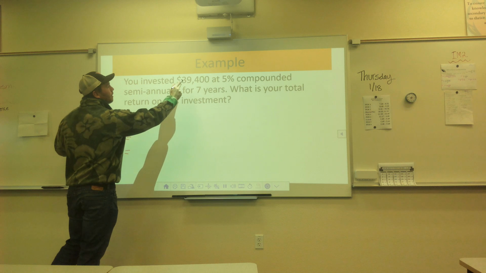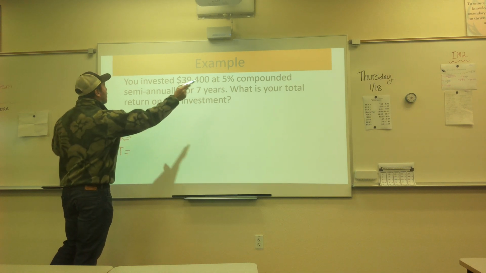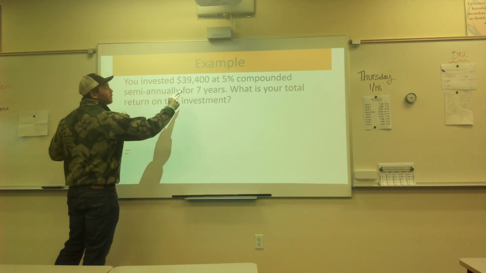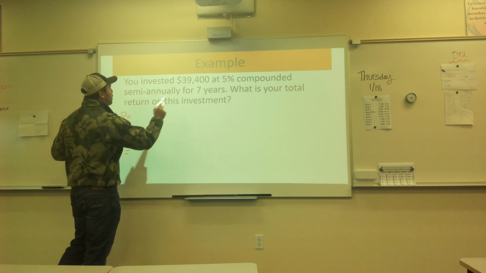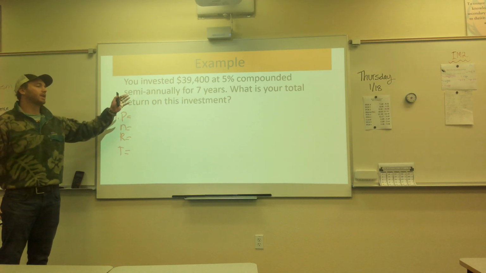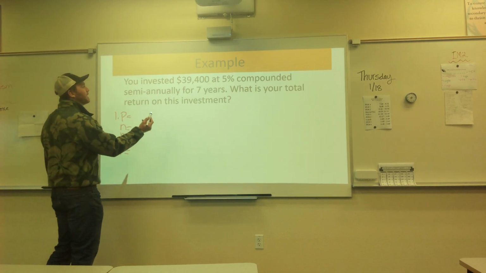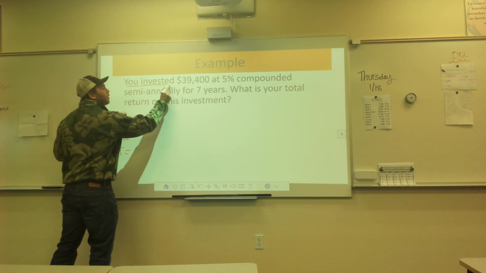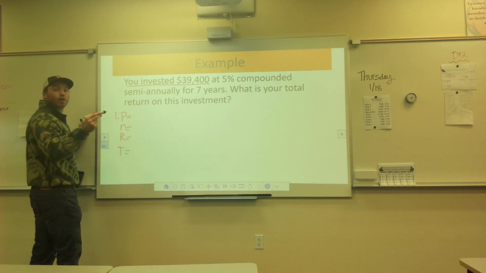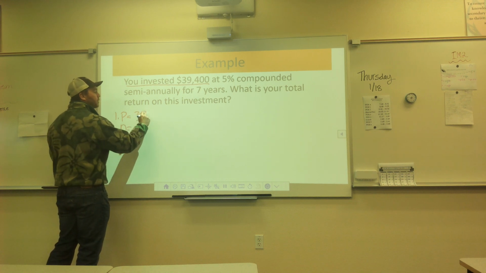You invested $39,400 at 5% compounded semi-annually for 7 years. What is your total return in this investment? So we look at this equation the same way that we wanted to break it down when we talked about it earlier. P, where am I starting from? We have that initial investment of $39,400. So your P is your initial investment, that's where you start.